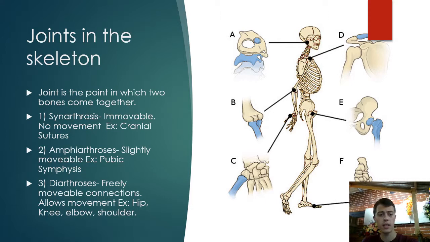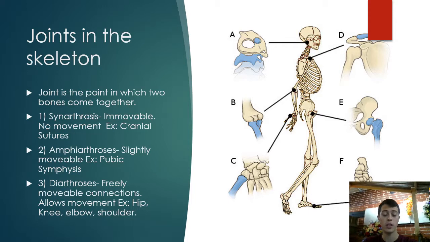Joints in the skeleton: you have 3 different types. You have synarthrosis, which are immovable. There's no movement in that joint, and an example would be the cranial sutures. They don't move. They're stuck, if you will. The amphiarthrosis are slightly movable. An example of that would be the pubic symphysis.